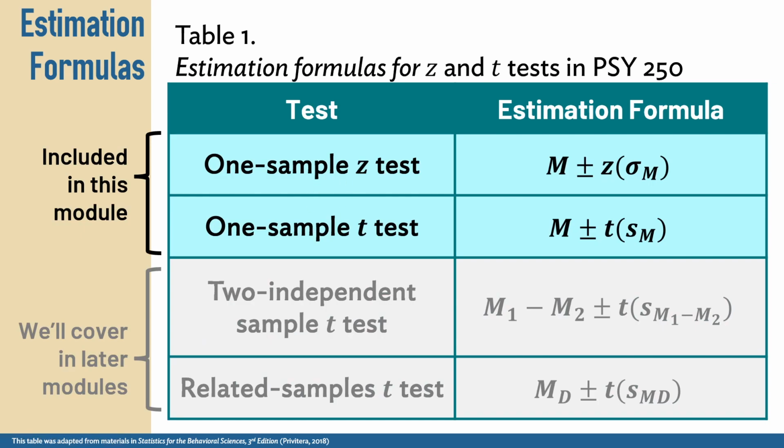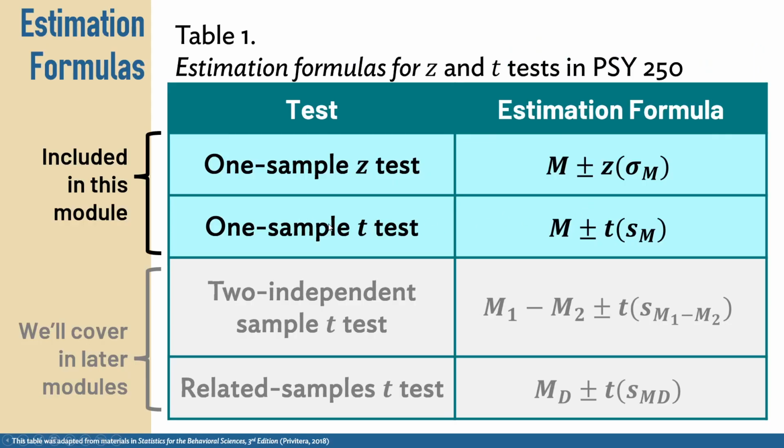When we say one sample, that means exactly what it sounds like. We're just looking at one sample in particular, and Z or T. And again, if we need to determine if we should use Z or T, just look at that flow chart I provided for you. Do we know population variance or not? And that will tell us what we need to do. And here are the estimation formulas then for these two.